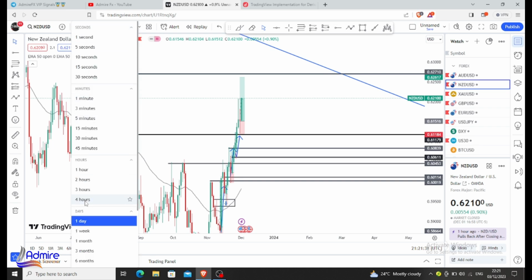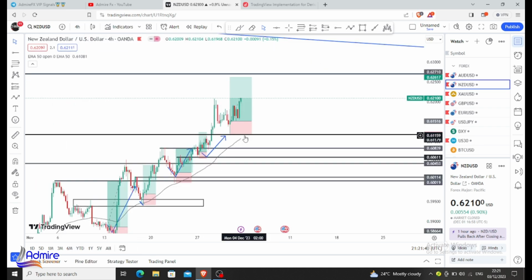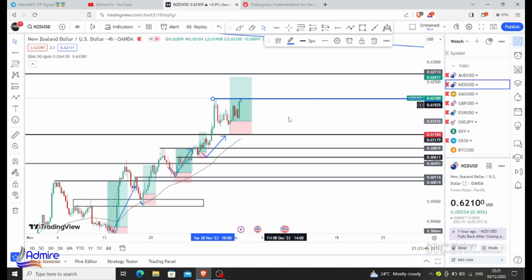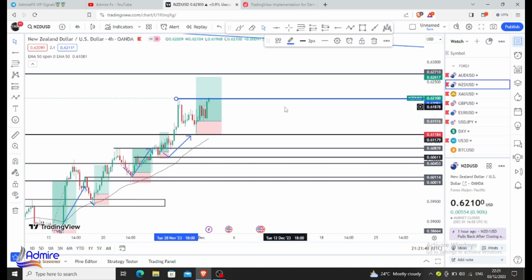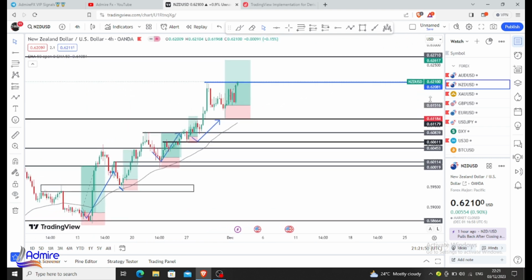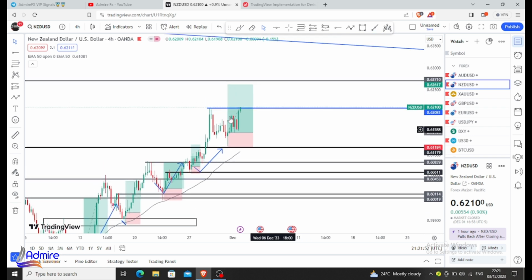So if I'm looking into my 4 hour, let's see if there's an area we can make entries. Okay, so looking at this high, price is trying to break out of that high, which if I zoom inside quite well, there's a slight breakout since market had closed. So market open, this is the thing we'll be looking out for. Price breakout, retest, and a continuation to, I think this is the black zone.